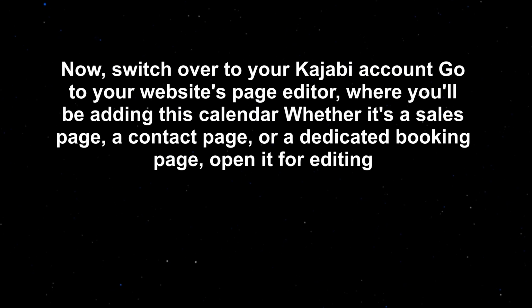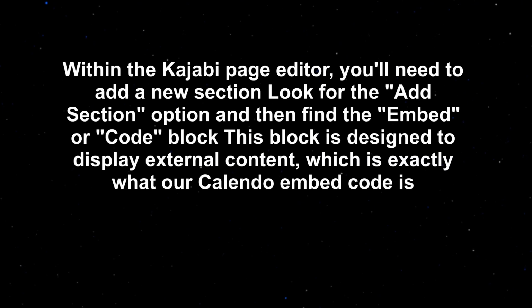Now, switch over to your Kajabi account. Go to your website's page editor, where you'll be adding this calendar, whether it's a sales page, a contact page, or a dedicated booking page. Open it for editing. Within the Kajabi page editor, you'll need to add a new section. Look for the Add Section option, and then find the Embed or Code block.